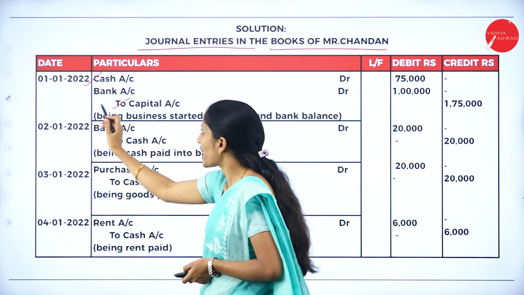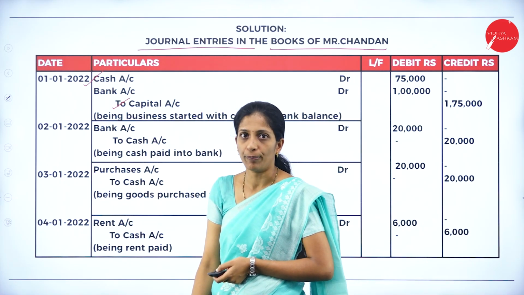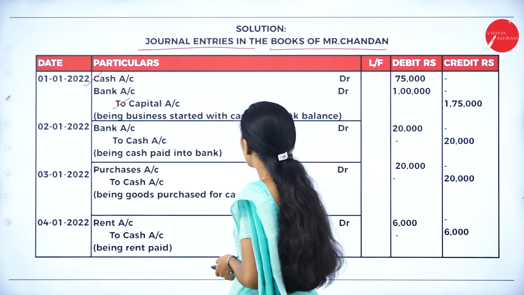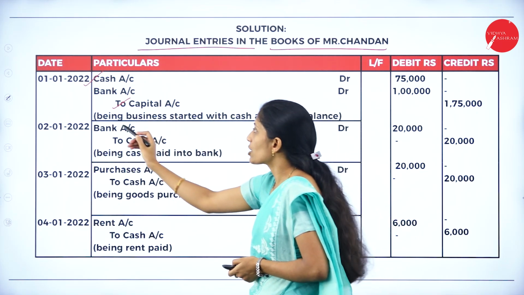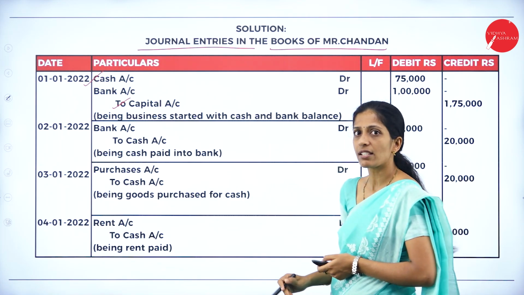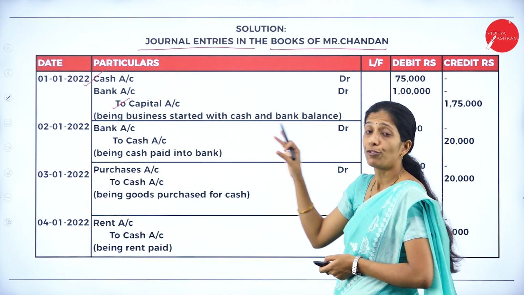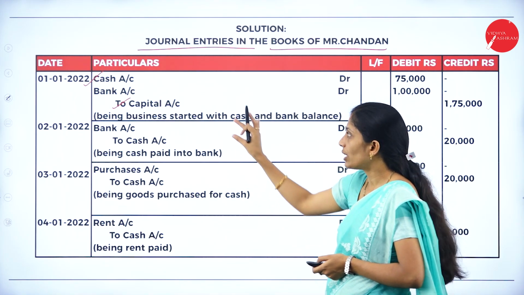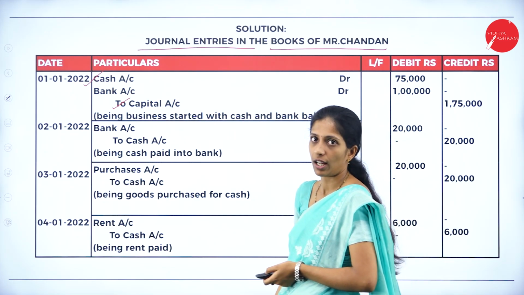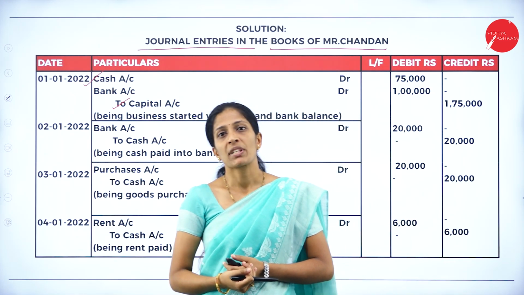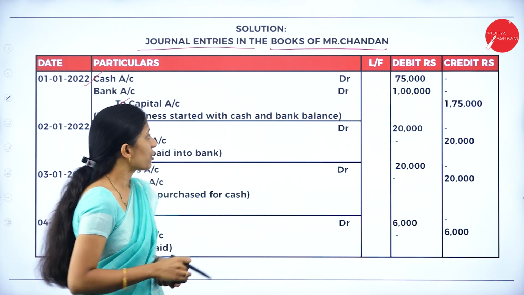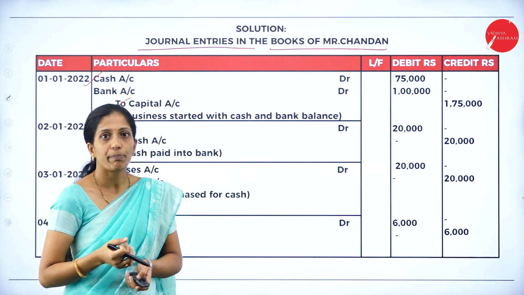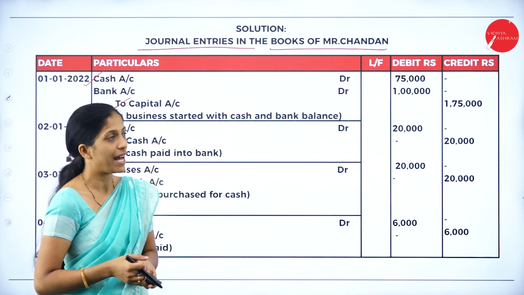You leave some space and continue with To. Okay. And you have to write the narration in the bracket which starts from being. And you will draw a line only to the particulars column, not for the full journal. Okay, so I'll draw column only for the particulars column. So what is your journal entry? Cash account debit, bank account debit to capital account, narration, being business started with bank as well as cash balance.